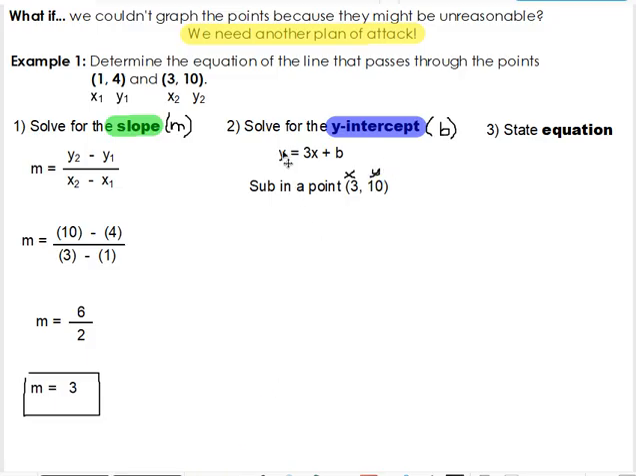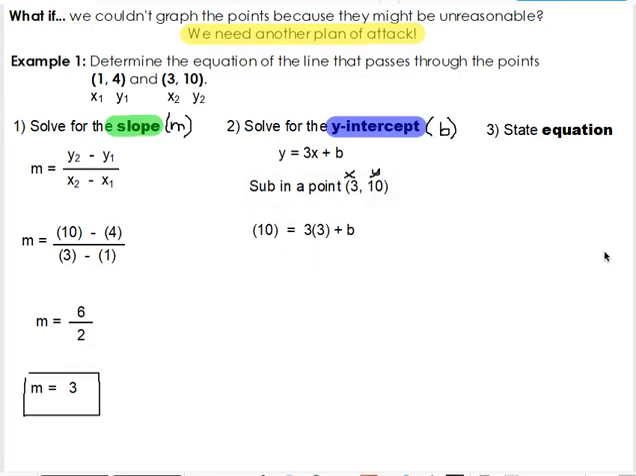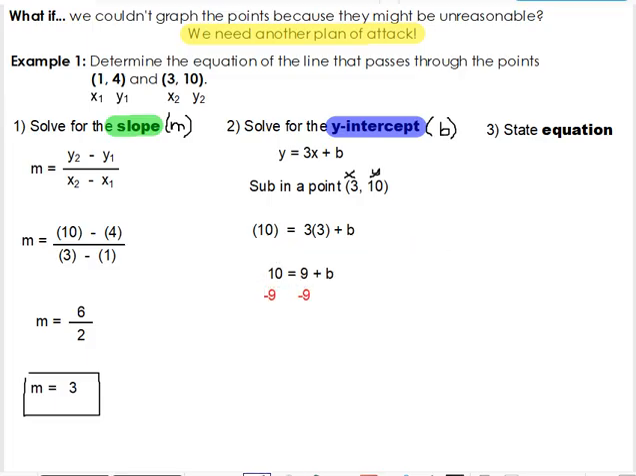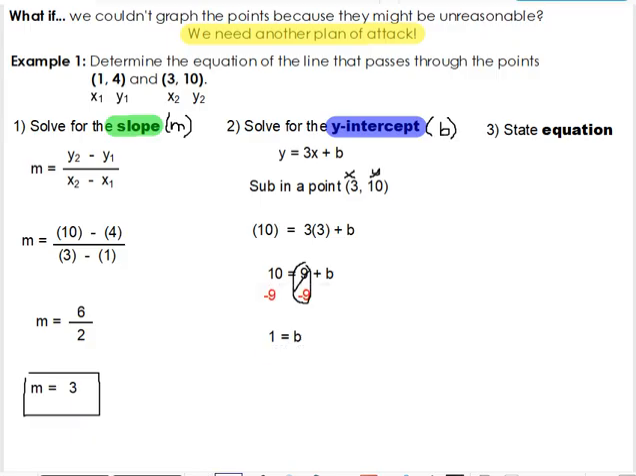So instead of it saying y equals, we'll say 10 equals 3 times 3 plus b. So instead of the x, we got a 3 here. We'll do some simplifying here because 3 times 3 is just 9. So we have 10 equals 9 plus b. And in order to solve for that letter b, we're going to have to take away 9 from each side of the equation. And as we know, this ends up being 0. It is completely gone. And 10 minus 9 is just 1. And I'll put a box around that.